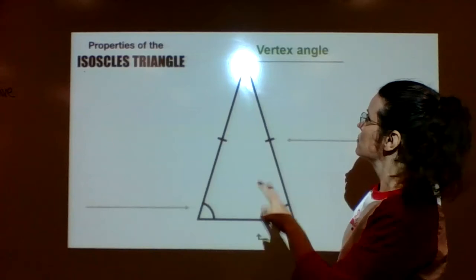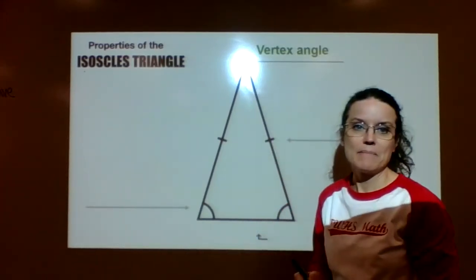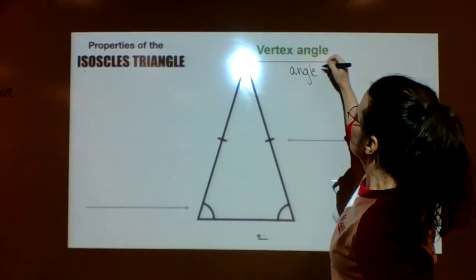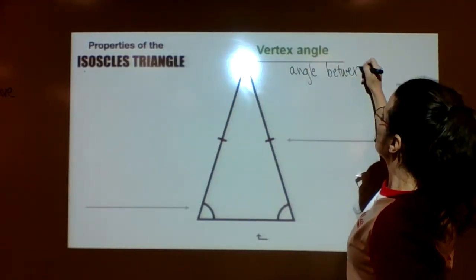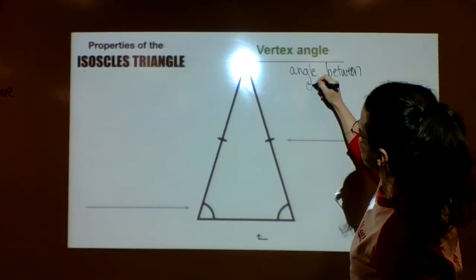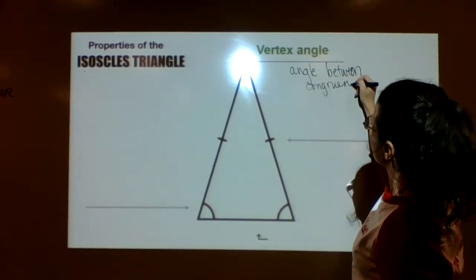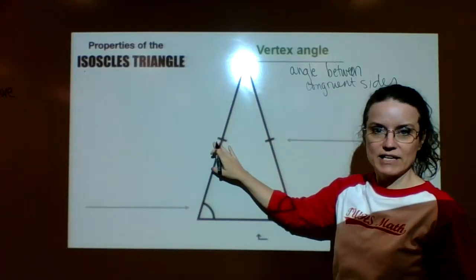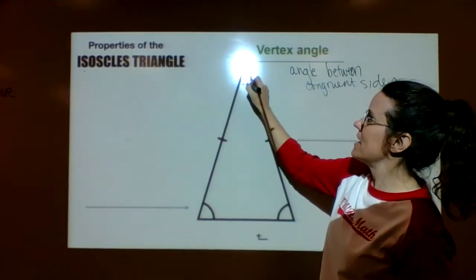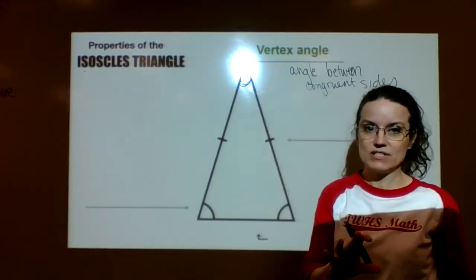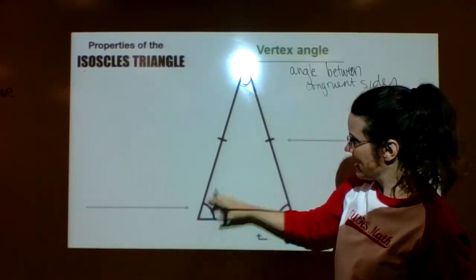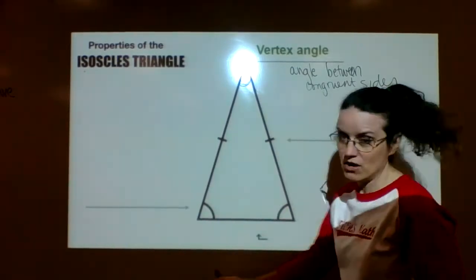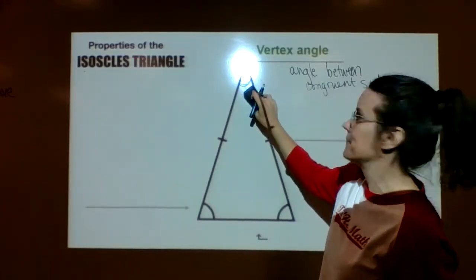The first part is your vertex angle. Your vertex angle is always the angle between the congruent sides. That should have two E's. So here we have this side congruent and this side congruent. That makes this angle right here the vertex angle. These guys hanging off the ends down here at the feet are not the vertex angle, just this one up here.